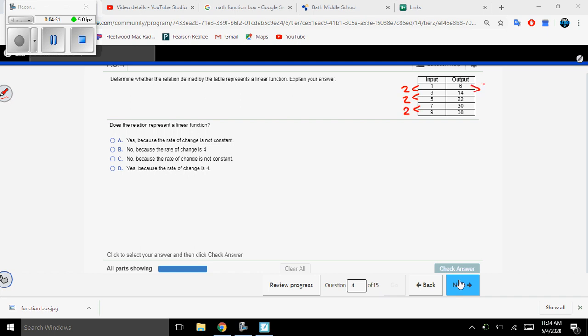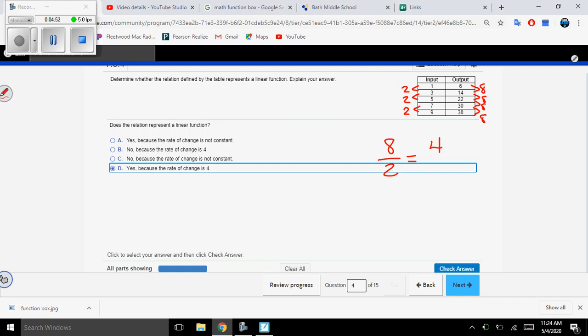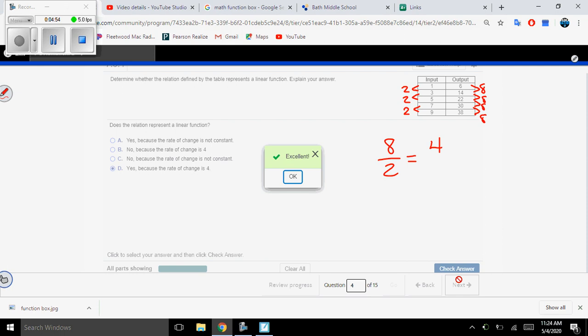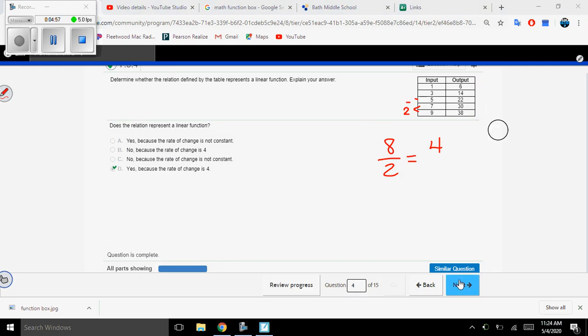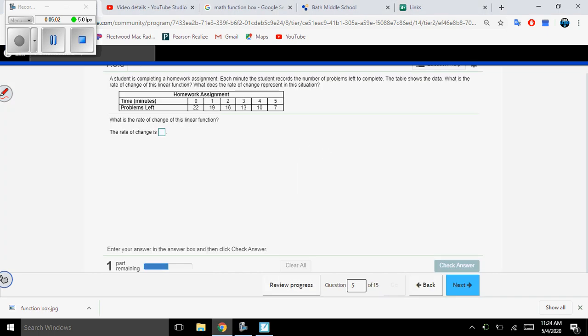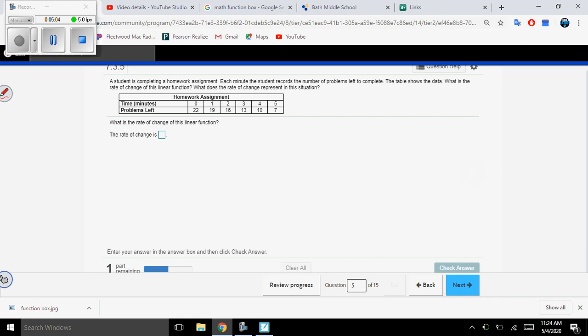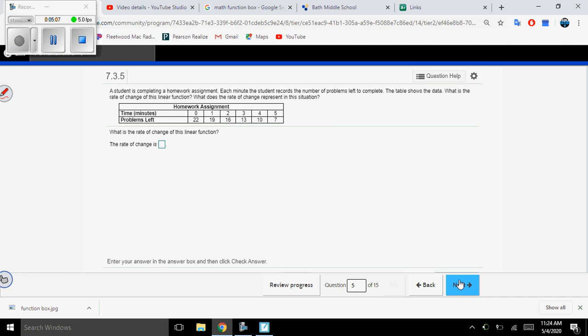Over here we're at 8, 8, 8, 8. So it appears as though my rate of change is 8 over 2, and it's constantly 8 over 2, which is going to be 4. So yes, because the rate of change is 4, that is what we think the answer is, and that is correct. All right, so again, this is kind of why we're moving through this chapter so fast. We have talked about this, just not using these specific terms, in terms of using the term function.